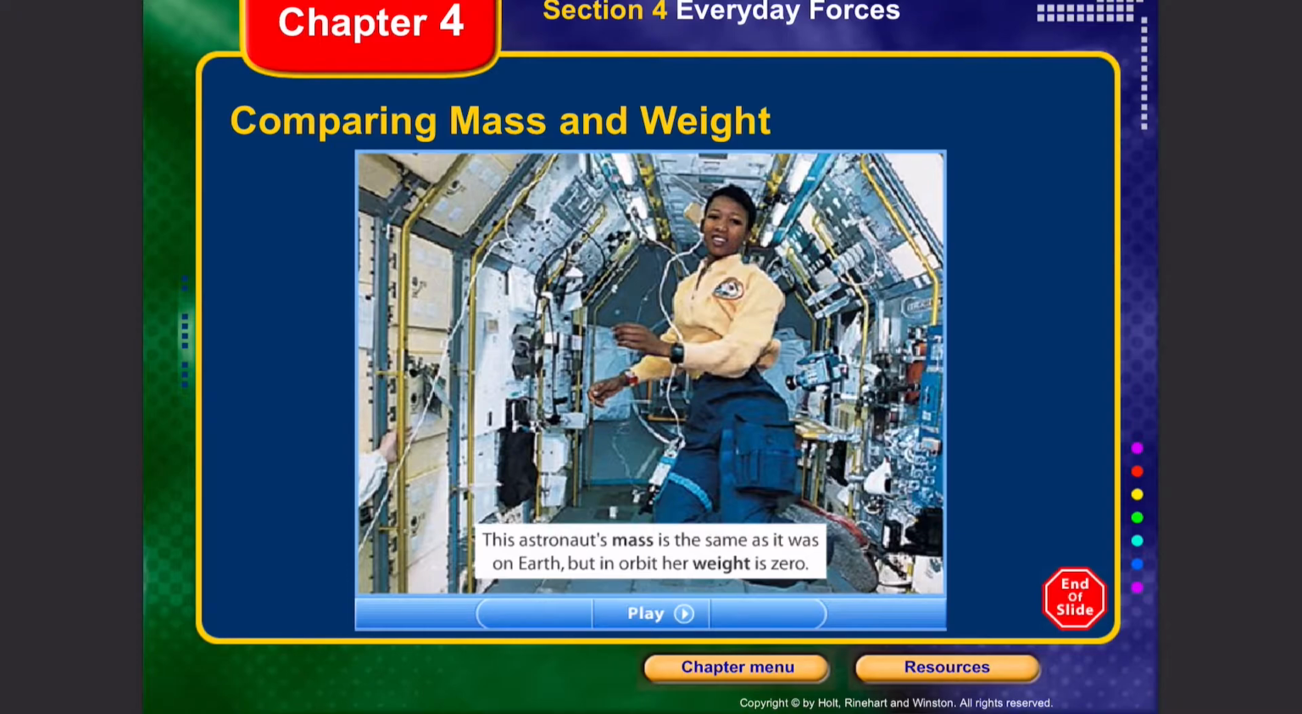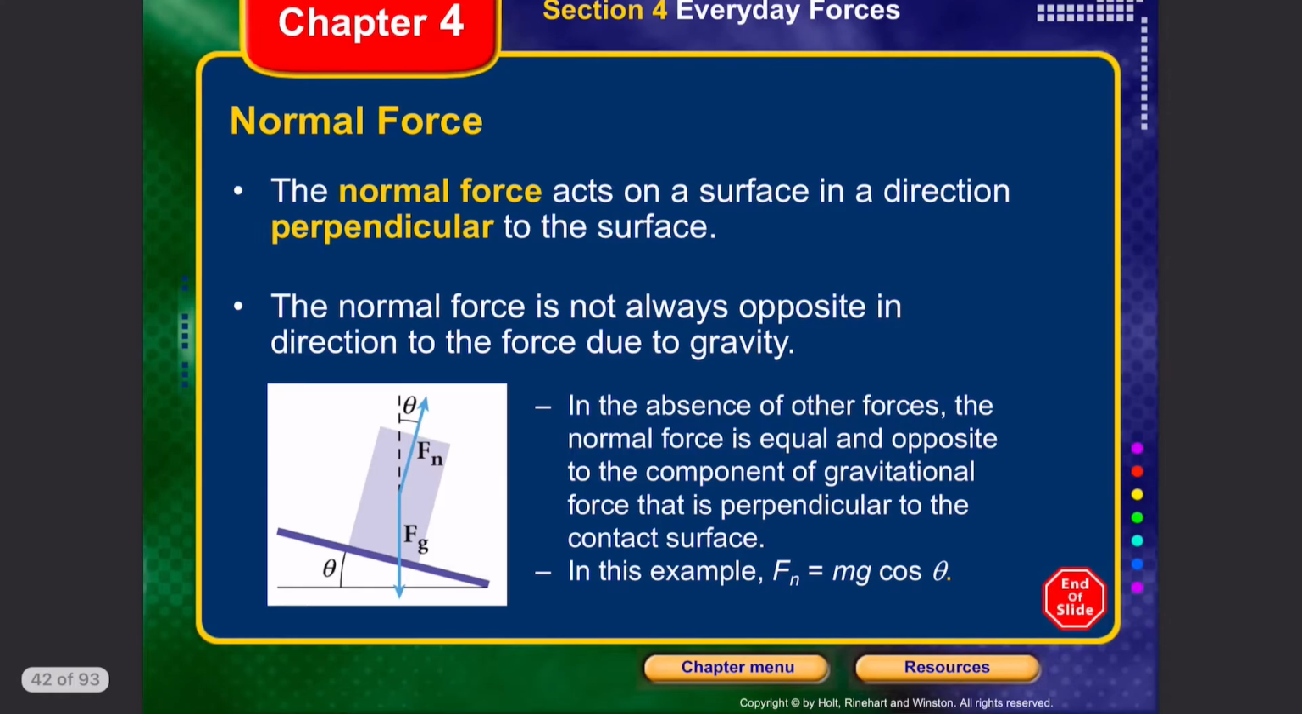So let's take a difference here. Let's say you have an astronaut floating in space. The astronaut's mass does not change, because a person's mass is made up of the amount of matter present in that object or person. The weight is zero because she is not under the influence of the Earth's gravitational force. The acceleration due to gravity is zero, so Fg is zero on her. But remember that mass is not equal to zero. Mass is always a positive value.